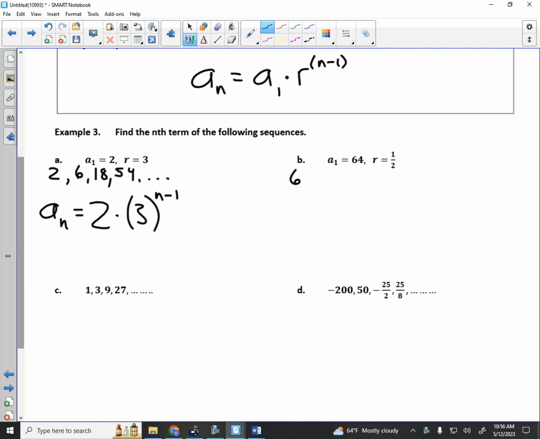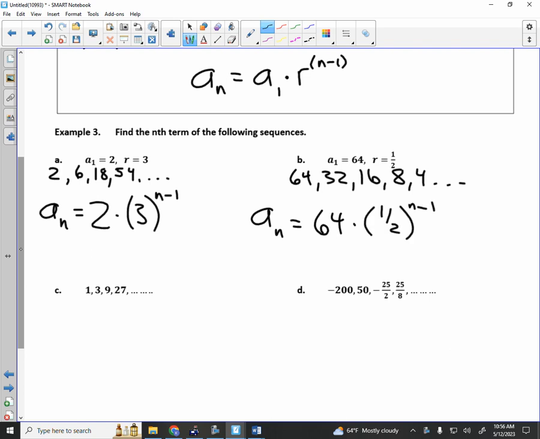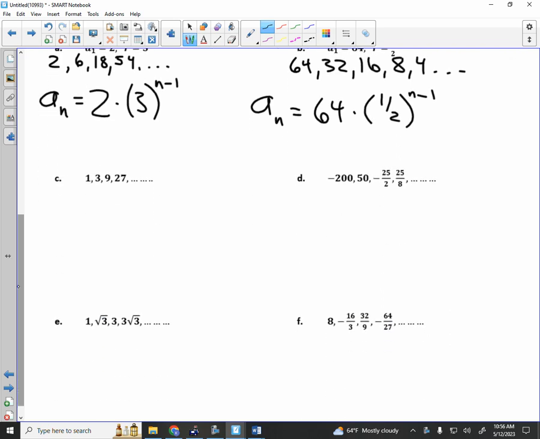The next one starts with 64. What is the next term? 32, then 16, 8, 4, so on and so forth. Okay. So a sub n is equal to 64 times 1/2 raised to the n minus 1 power. This one, the ratio is 3. So we have a sub n is equal to 1 times 3 raised to the n minus 1.